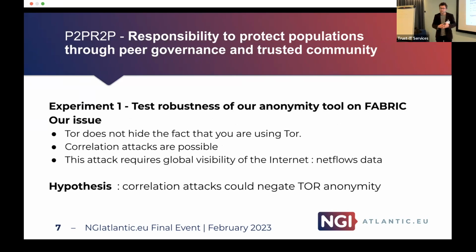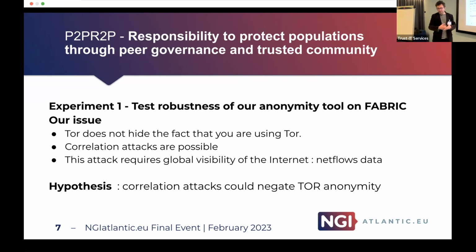I will present the first experiment, and Stephanie will present the other two. It was to test the robustness of our anonymity tool, which uses Tor. The problem we faced is that Tor does not hide the fact that you are using Tor. And in fact, in August 2021, it was revealed that correlation attacks are possible, which monitor net flow data, from internet service providers for instance. This attack requires a kind of global visibility of the internet, and we reproduced this kind of attack in Fabric.